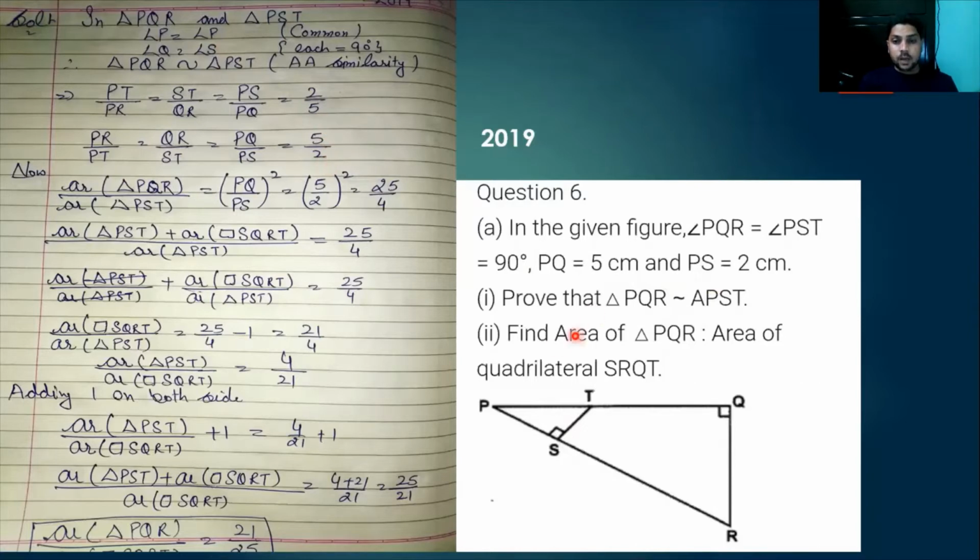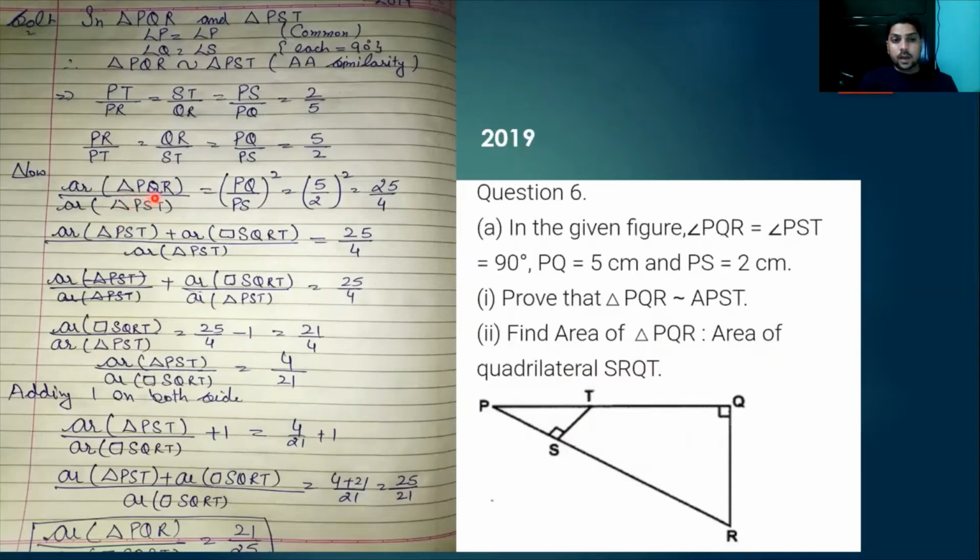Now we have to find the area of triangle PQR and the area of quadrilateral SQRT. Beginning with our formula, the area of the larger triangle over the area of the smaller triangle is equal to the square of the corresponding sides. So area of triangle PQR over area of triangle PST is equal to PQ upon PS whole square, which is 5 upon 2 whole square, and we have 25 upon 4.